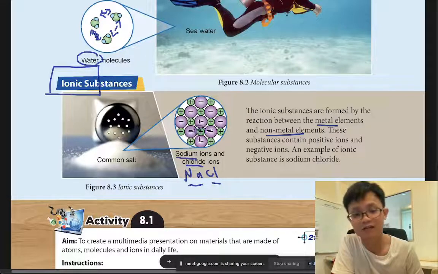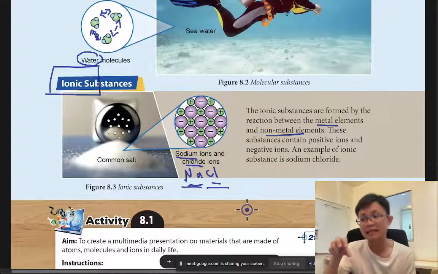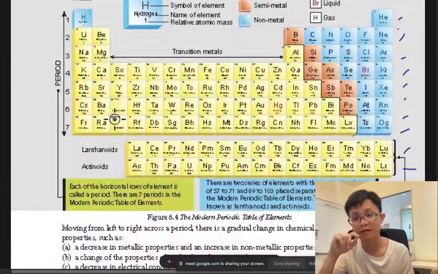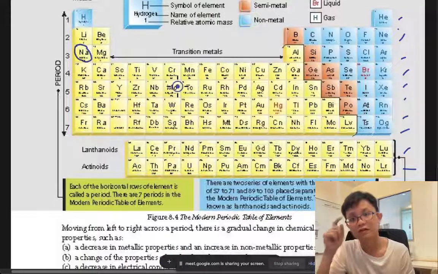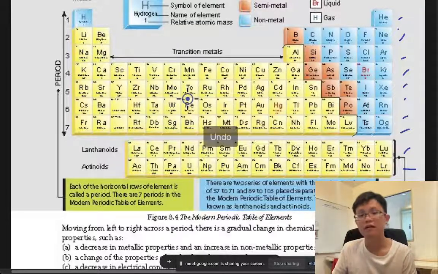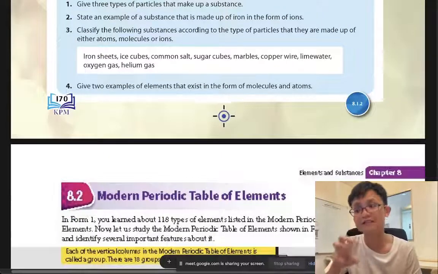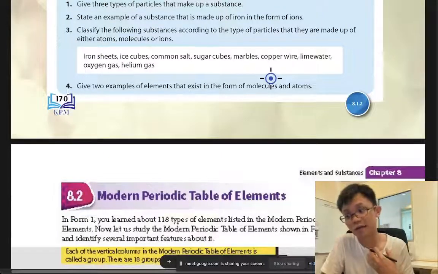Let's say you are eating sodium chloride, sodium and chloride. So sodium is a metal according to the periodic table. Here, sodium is what? Na. Here is sodium. So yes, I can say that humans are eating metal, in terms of, you need to understand what do you mean. Now I explain what do I mean.